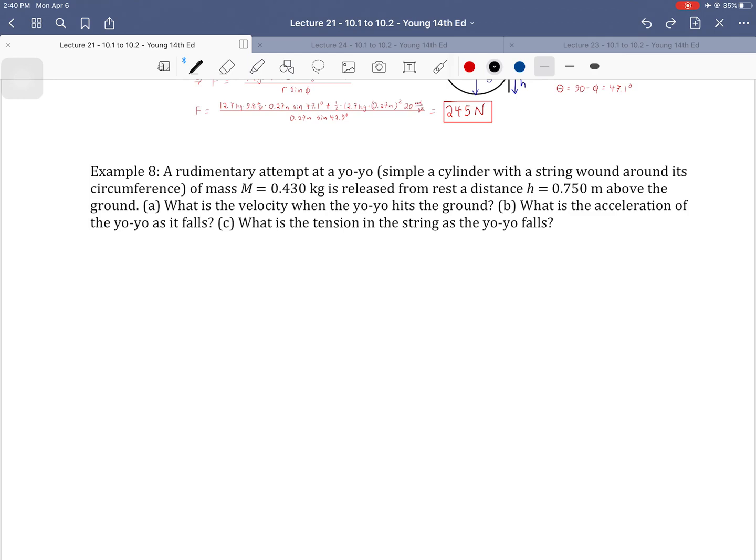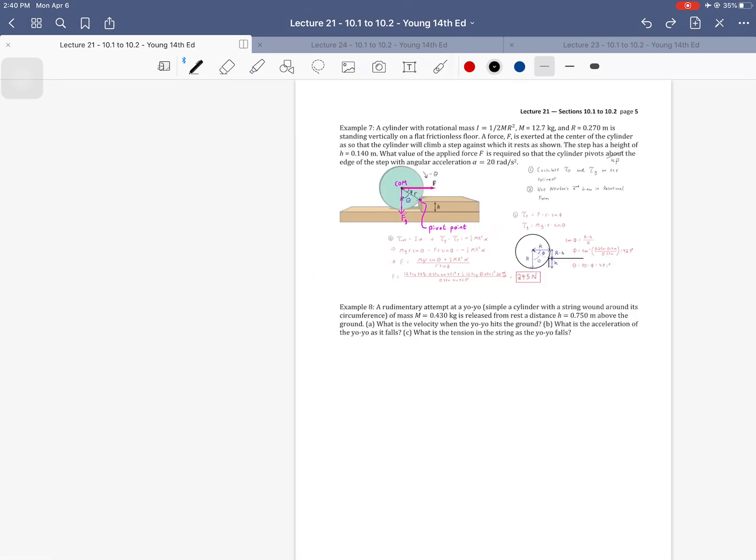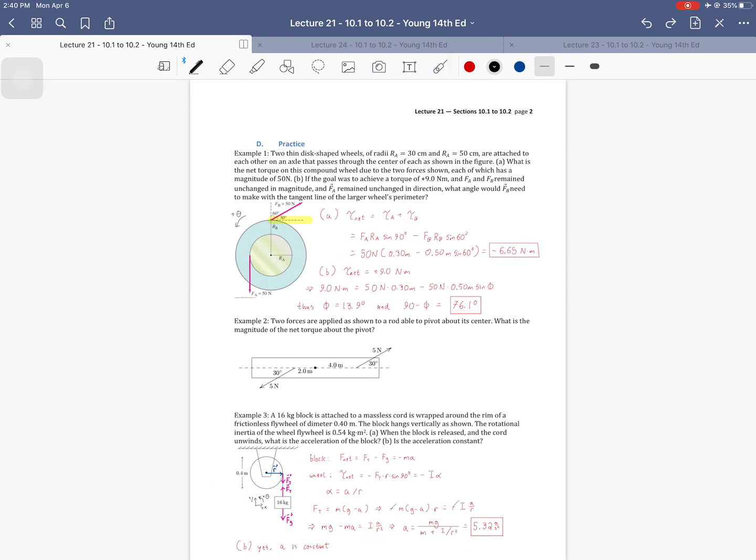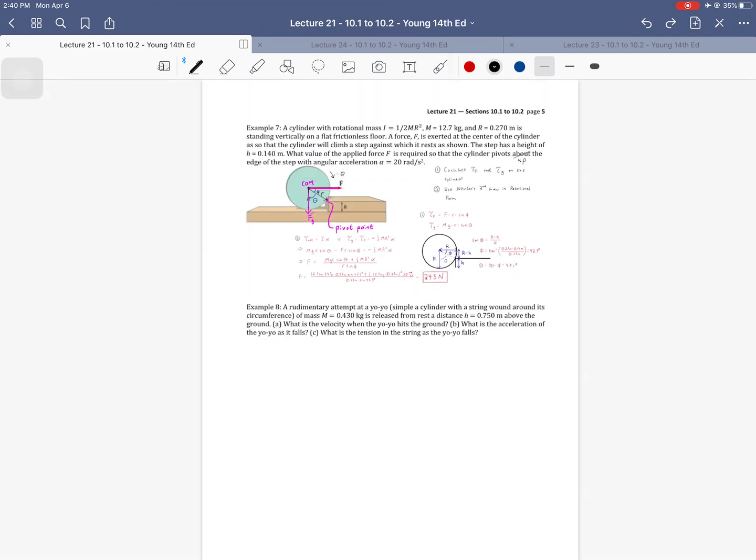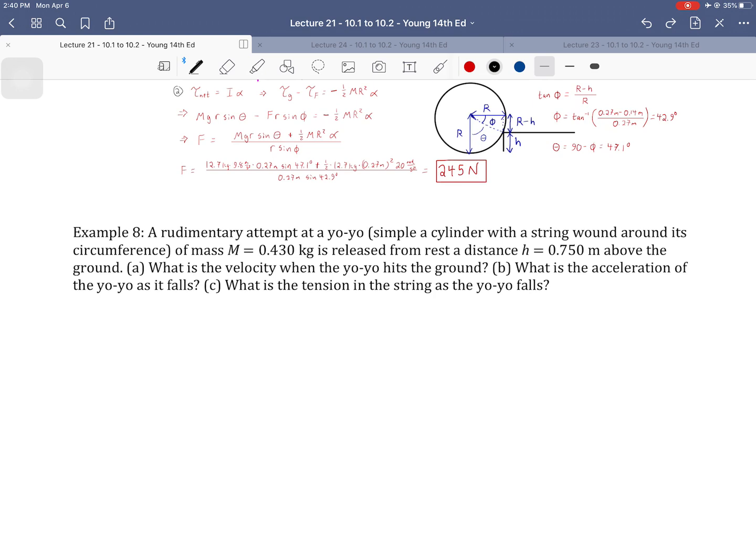Let's look at our last couple of examples. Example 8, I left for your practice. Example 8 is yet another falling cylinder type of problem, very similar to example 6 and example 3. But this one is to make sure that you can do it yourself. In this case, instead of a block hanging from a wheel, it's just a wheel falling by itself. I call it a rudimentary yo-yo.